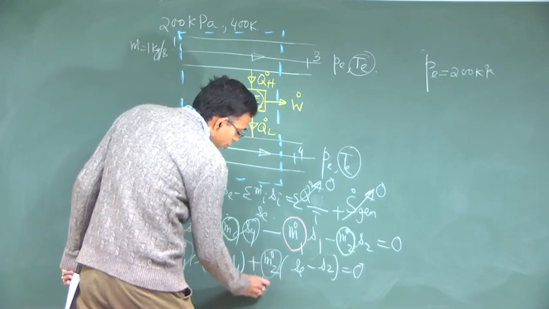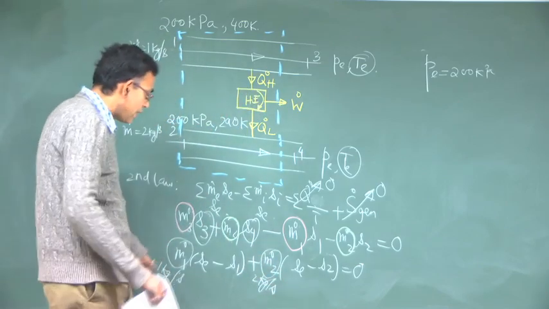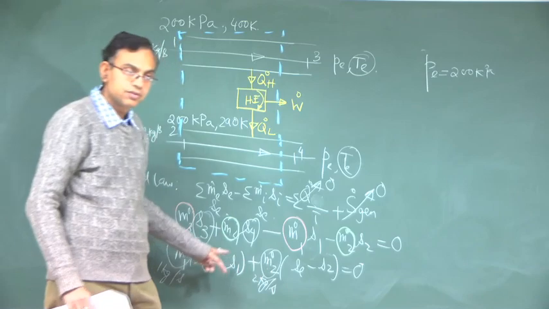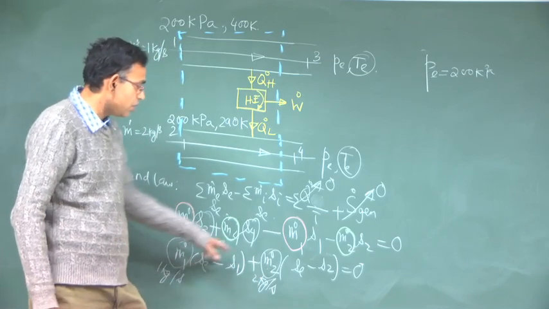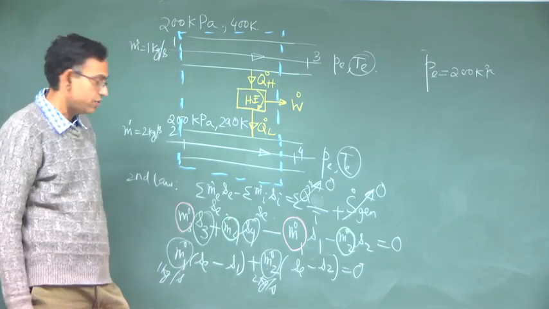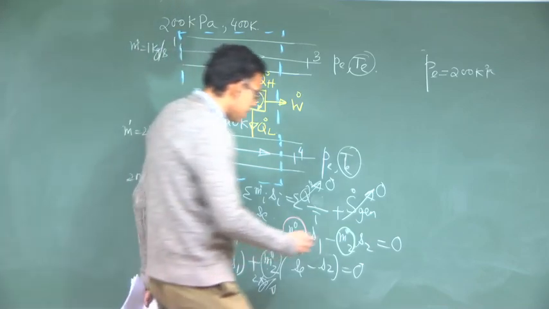In fact, you could solve this problem if the absolute values are not given but the ratios are given. Because what you require simply is m dot 1 by m dot 2 or m dot 2 by m dot 1. So, this will give you what is SE.